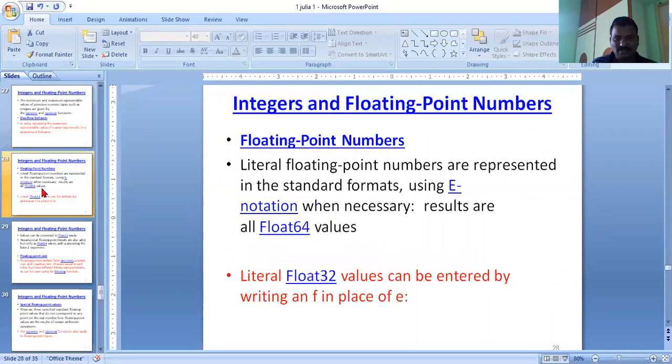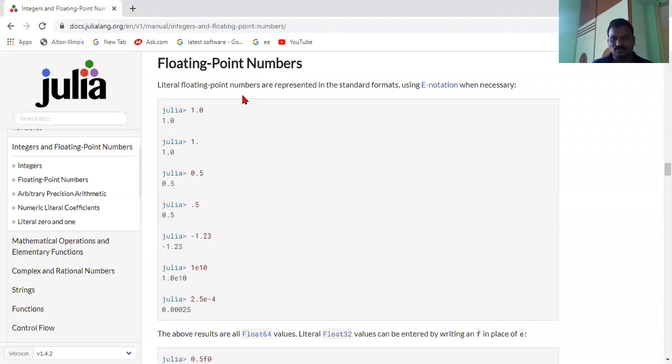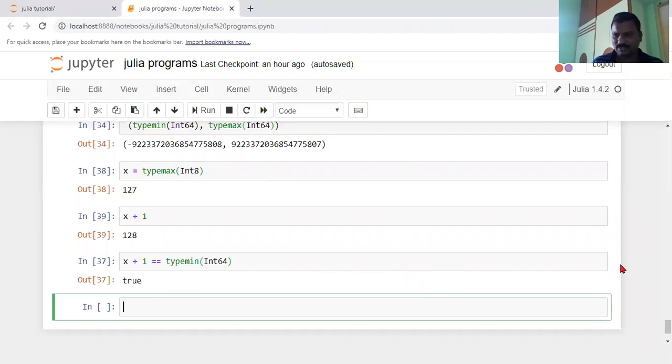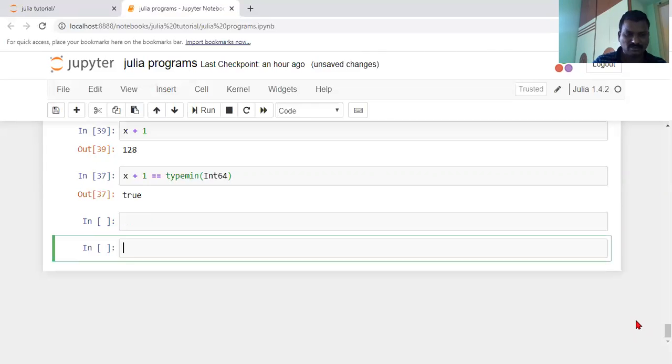And then another important one here is floating point numbers. If it comes to floating point numbers, similar things apply for division. Here, which type of numbers are floating point numbers? Literal floating point numbers are represented in the standard format here, with E notation when necessary. For example 1.0, 1.2, minus 1.2. What is the simple information for the floating point number?